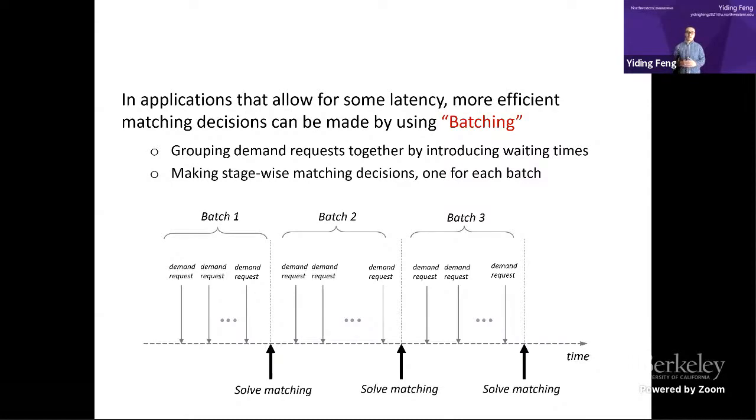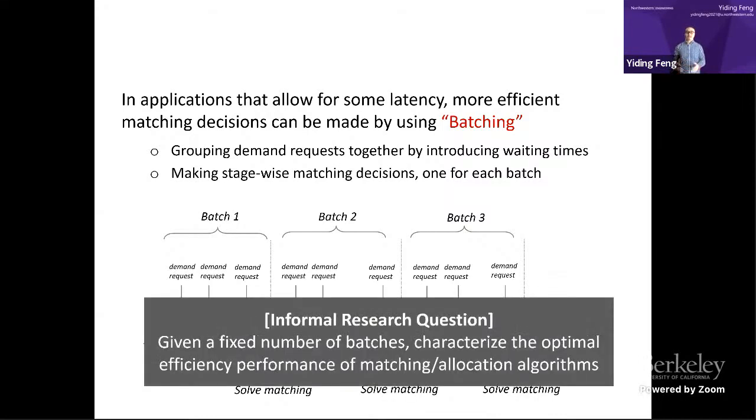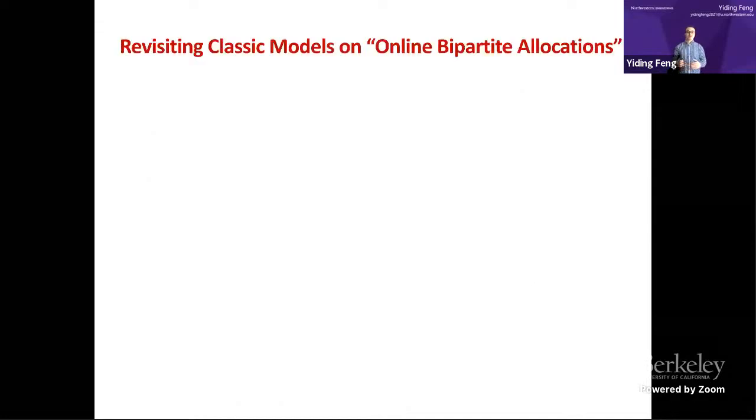It's easy to imagine that in this new paradigm where the platform uses the batching strategy, the matching efficiency will be improved. So a question that could be asked here is, can we theoretically measure this efficiency improvement by using this batching strategy? And to do so, we need a theoretical model. And before that, let's first revisit the classic model of online bipartite allocation.